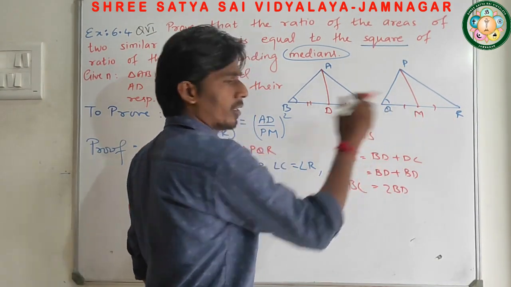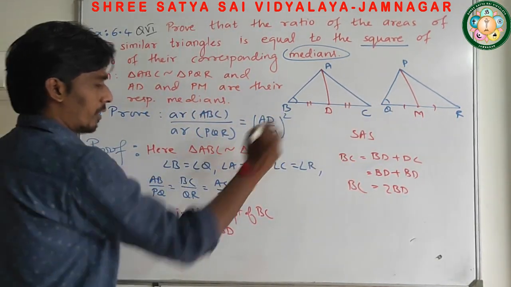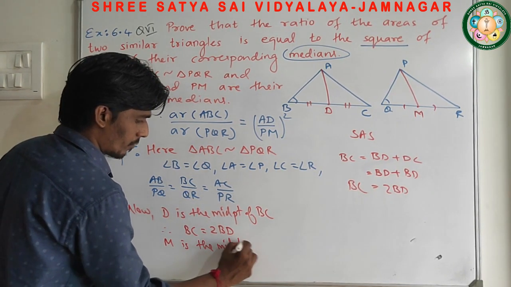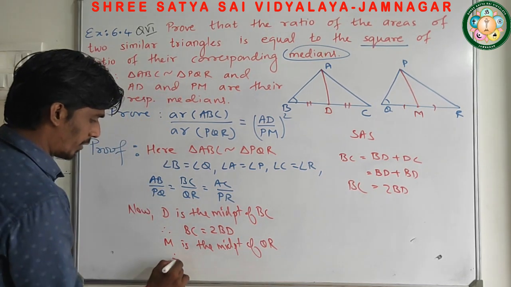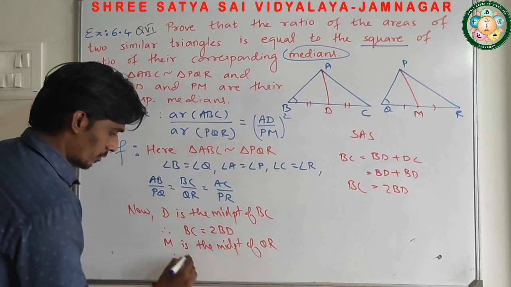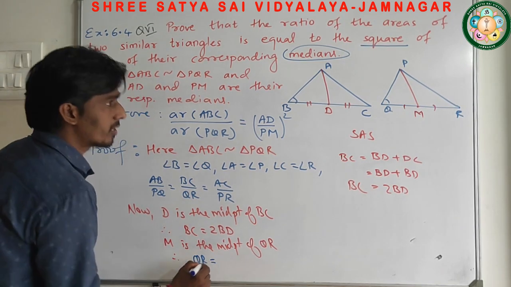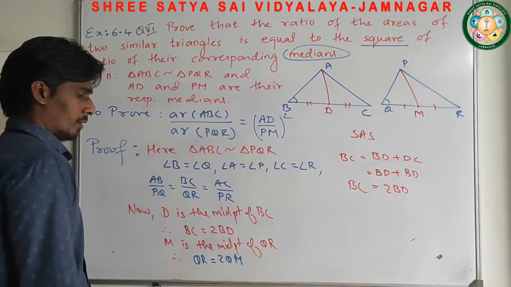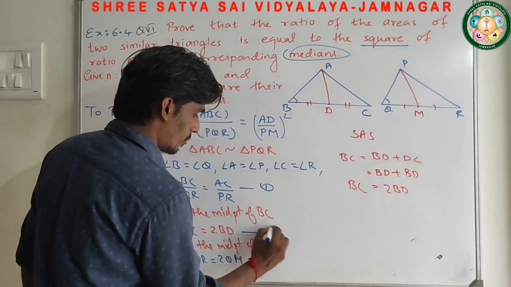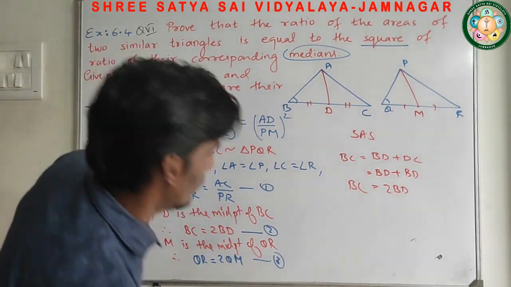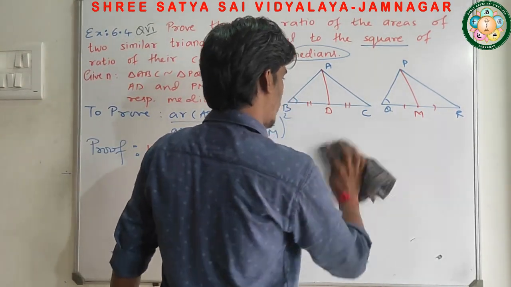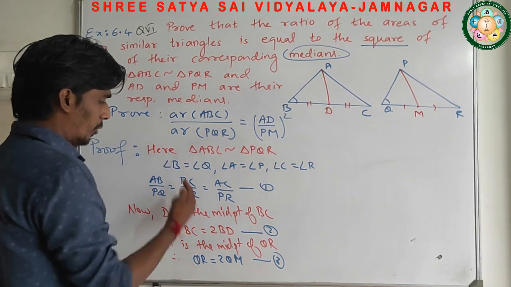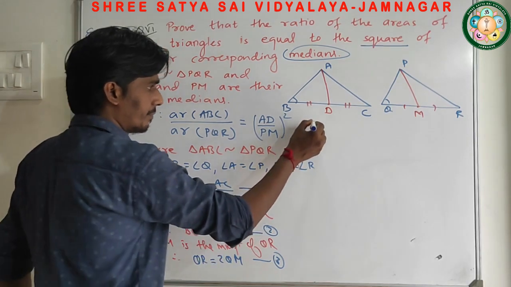Similarly, this QR is equals to what? 2QM. So M is the midpoint. Therefore, we can write QR is equals to 2QM. Say this is 1, 2 and 3. Now replace this value here in this ratio.